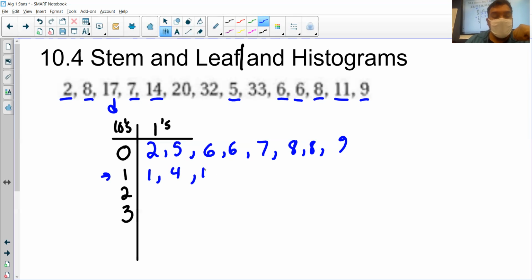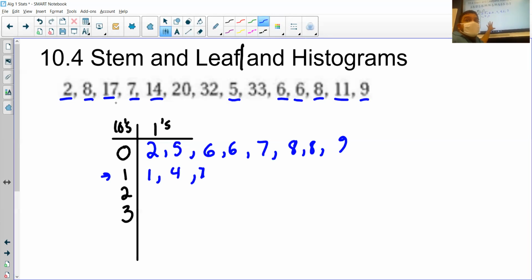Why are you not putting the full number? This is a good question. Why is this not the full thing? Well, how you read it is you know this is going to be 10 in the tens place plus a 7. So you know this is a 17. You don't need to rewrite the whole number 17.